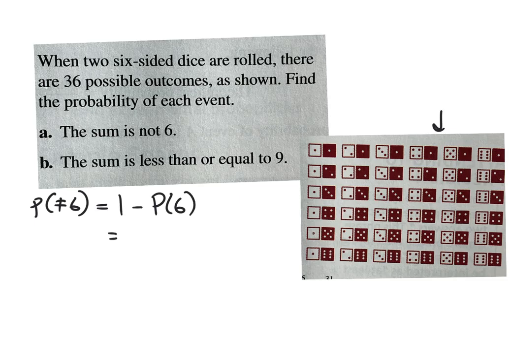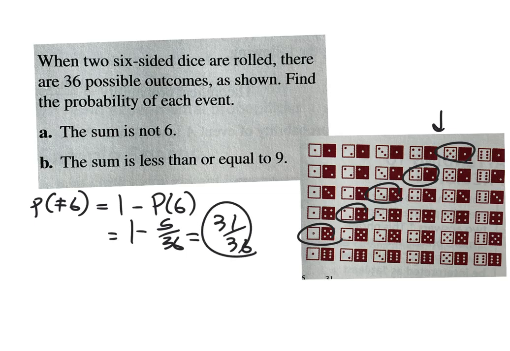Okay, so 6s are, there's 1, 2, 3, 4. Those are all the ways to get 6. There are 5 of them. So I'm going to do 1 minus 5/36. 1 is really 36/36, minus 5 is 31/36. That's all you have to do there. It's much easier doing the 6 and subtracting from 1 than counting all those possibilities that are not 6.